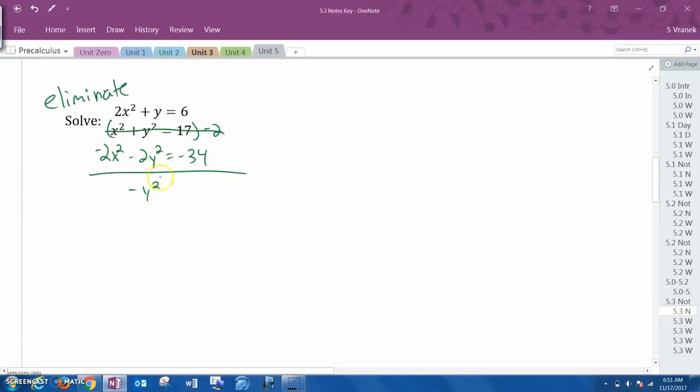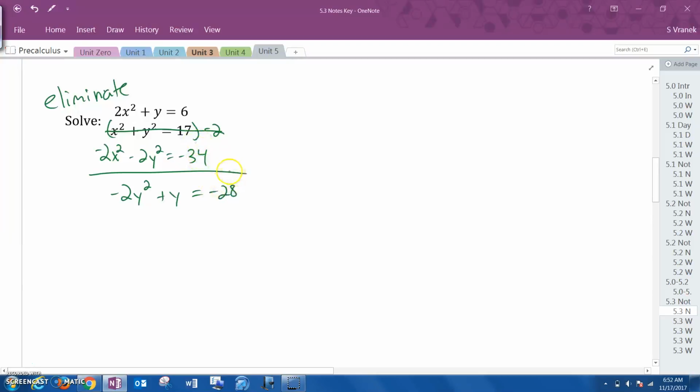Oh, I messed that up. If you look carefully, sorry, it took me a second to realize what was going on. These don't add together because this is not a y squared. It's negative 2y squared still, and then plus a y, because those are different things. And then when you add 6 and negative 34, you get negative 28.